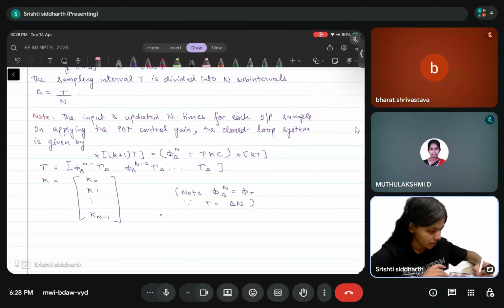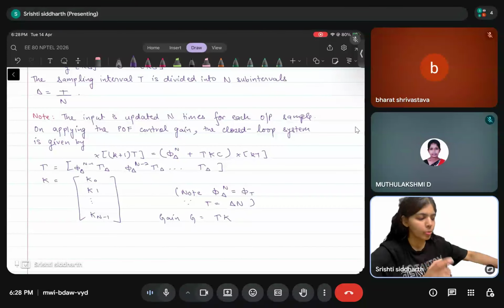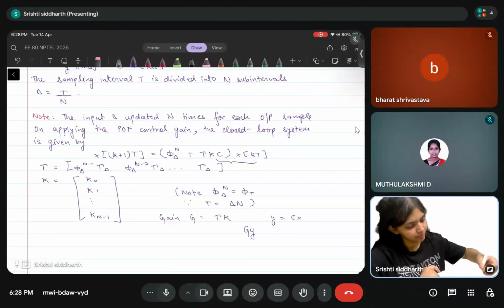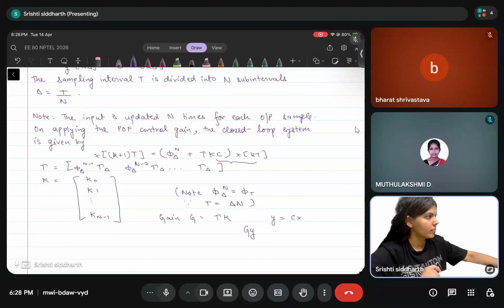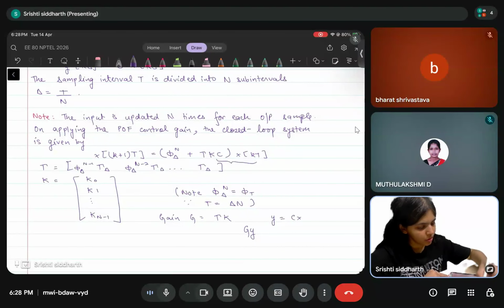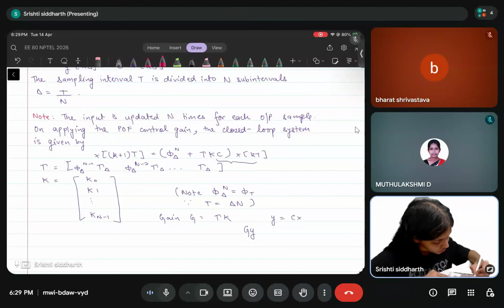G is gamma K. This is the output gain, right? So y is C of x. I think so. C comes from the output, and the gain times output is the feedback control. So we choose G and then find K.